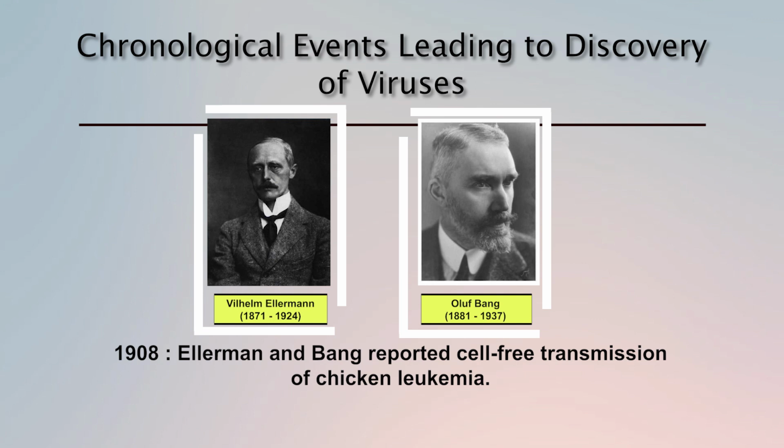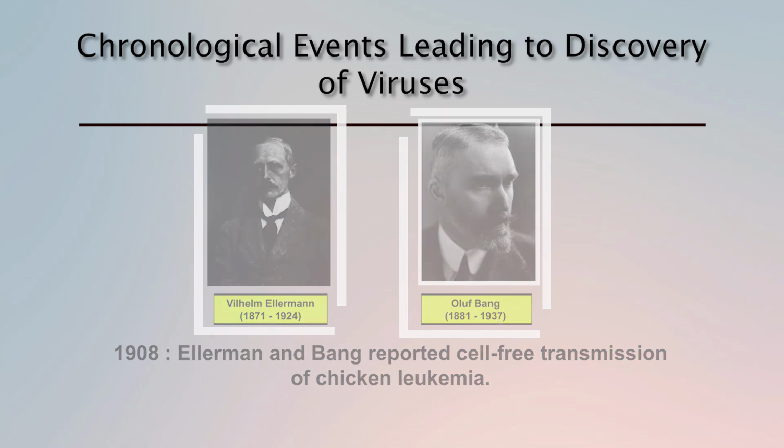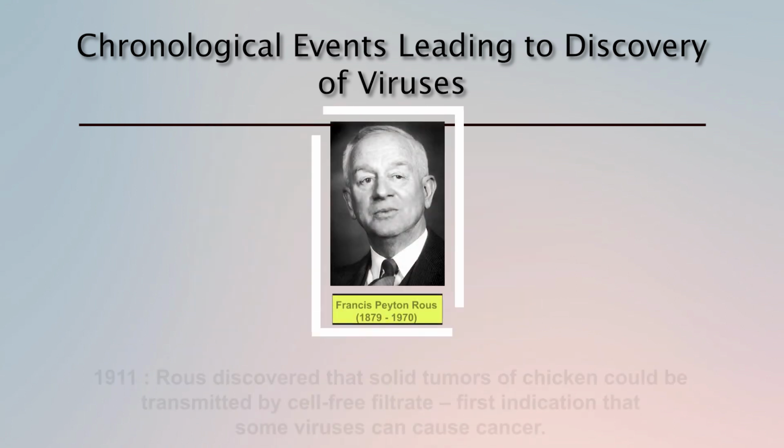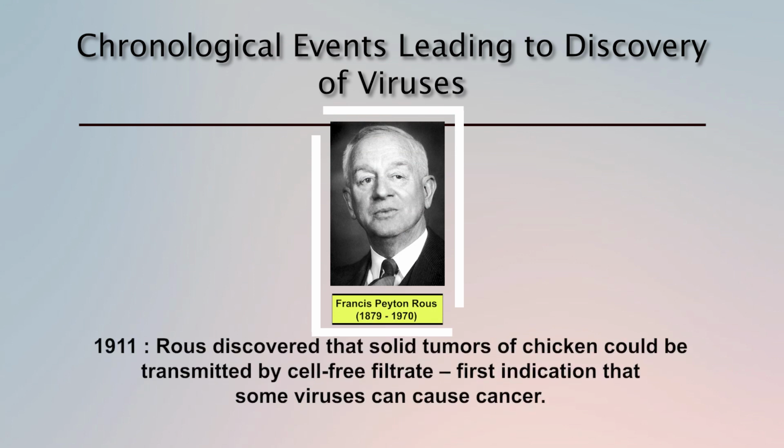In the year 1908, Ellermann and Bang reported cell-free transmission of chicken leukemia. In the year 1911, even another important discovery was made by Rous. He found solid tumors on chicken and it was transmitted by cell-free filtrate. Now this was the first indication of viruses causing cancer.